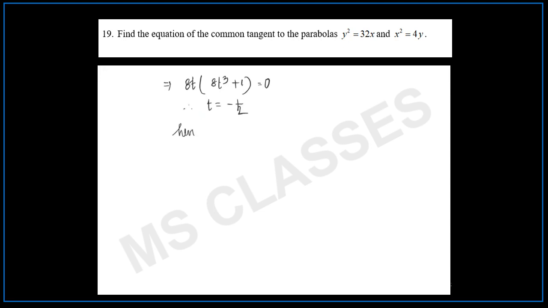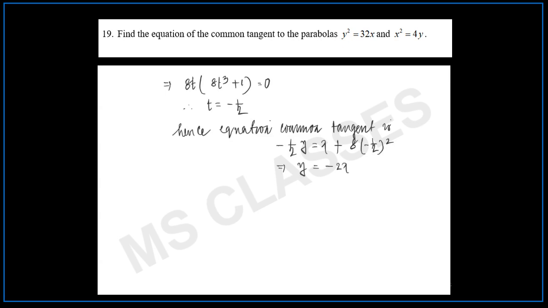Hence, the equation of common tangent is minus half y equal to x plus 8t square. So y equal to minus 2x minus 4. So y plus 2x plus 4 equal to 0. It's the equation of common tangent.